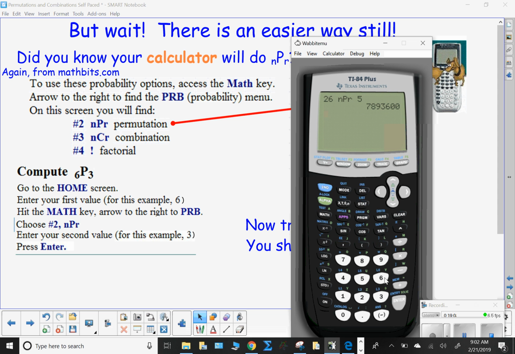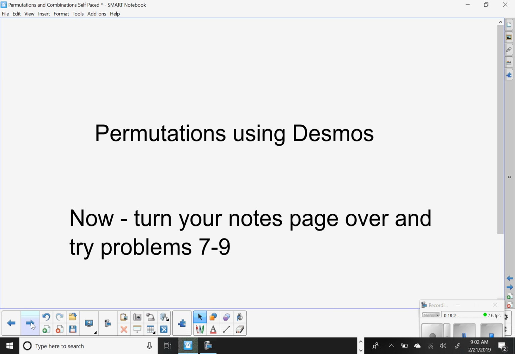Okay. If we wanted to compute permutations, how many permutations are there of 6 objects taken 3 at a time? We would type in 6, math, probability, come down here to the NPR, press enter, and press 3. Press enter, and we would have 120. Now, can we use Desmos? Of course you can.